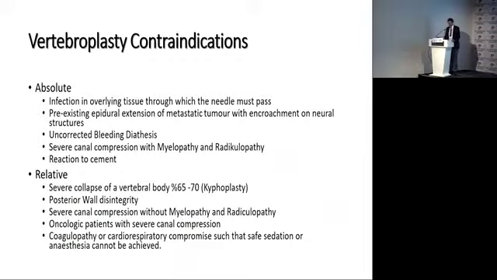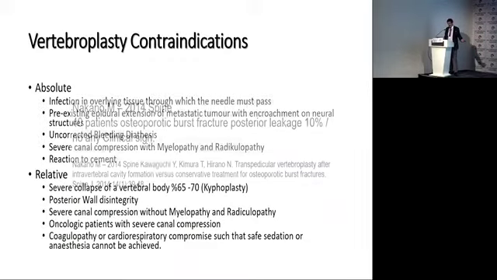There are some contraindications, absolute and relative. The absolute contraindications contain infection or pre-existing epidural extension of metastatic tumor with encroachment on neural structures, uncorrected bleeding diathesis, severe canal compression, and reaction to cement. And the relative contraindications are severe collapse of a vertebral body, where we can prefer kyphoplasty in such patients, or posterior wall disintegrity. But there is some debate about posterior wall disintegrity.